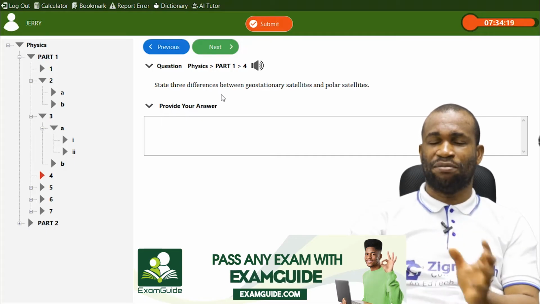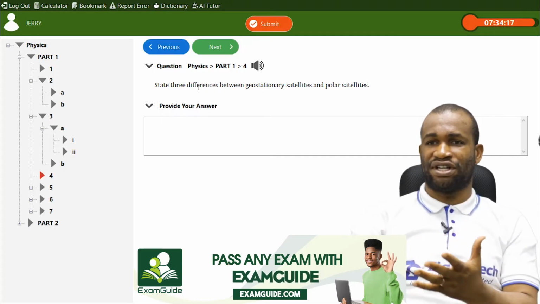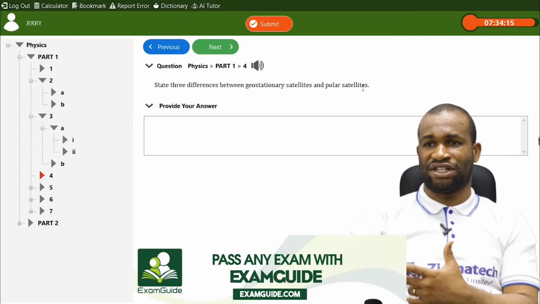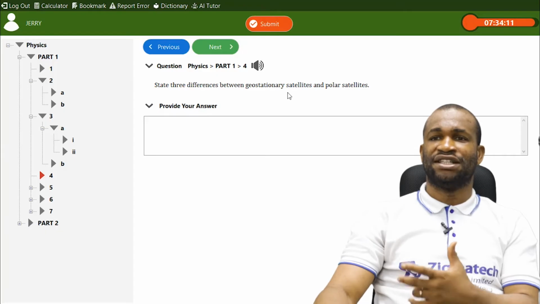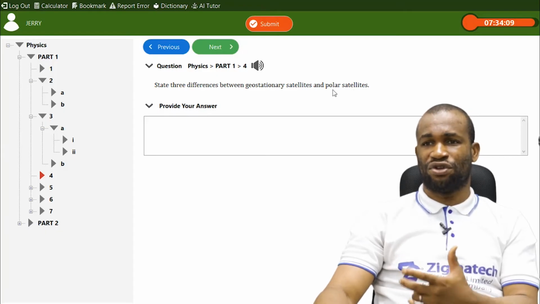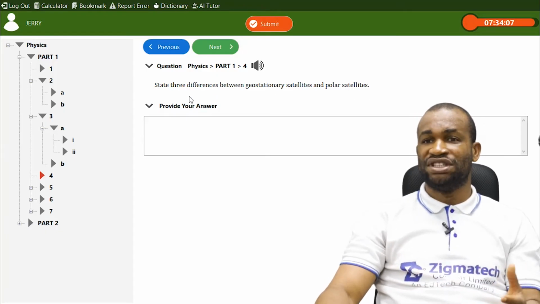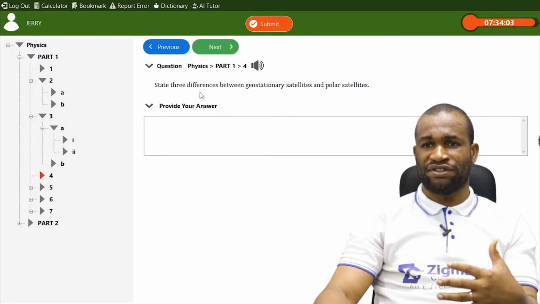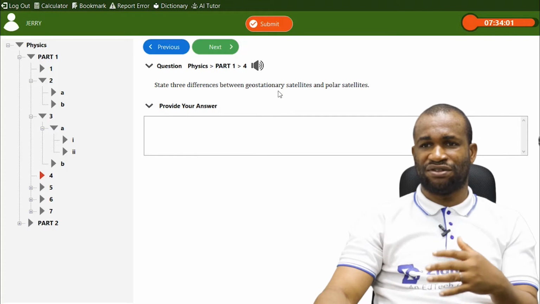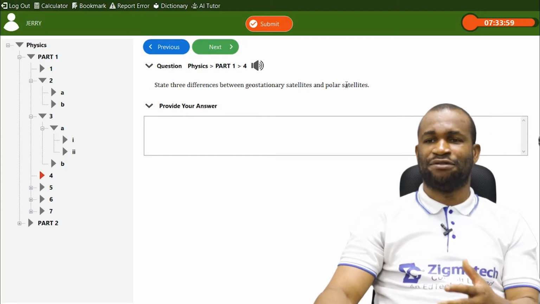aspect of the Earth. Number 2, this moves in the direction of the Earth, while this does not move in the direction of the Earth. And this moves with the speed of the Earth, and this does not move with the speed of the Earth. So with these points, you can combine 3 or more points to state your difference between geostationary satellites and polar satellites.